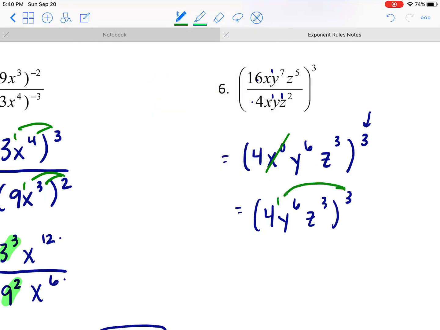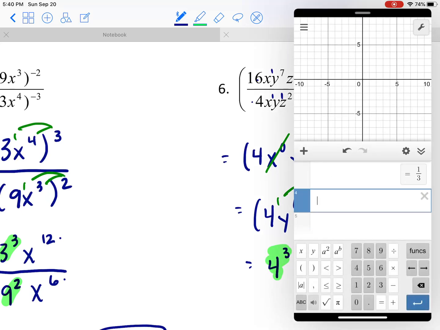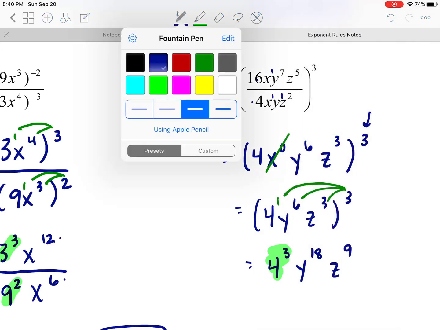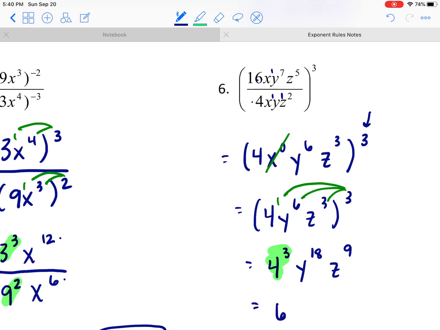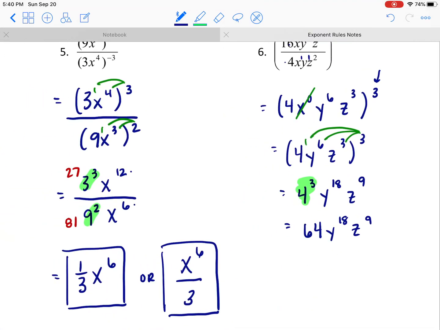Now we can use our power rule. So let's multiply, multiply, multiply. That's going to give us 4 to the 1 times 3 is 3. y to the 6 times 3 is 18. And z to the 3 times 3 is 9. And then one last step. 4 to the third power has a value. Again, you can use your calculator for this. 4 raised to the third power is going to be 64. So our final answer is going to be 64 y to the 18th power and z to the 9th power.